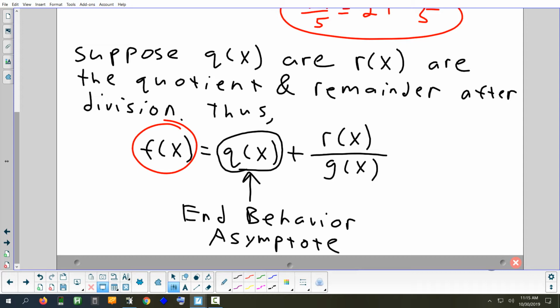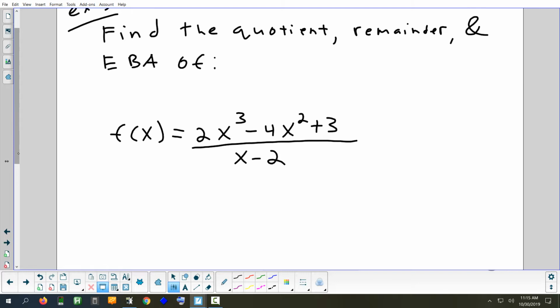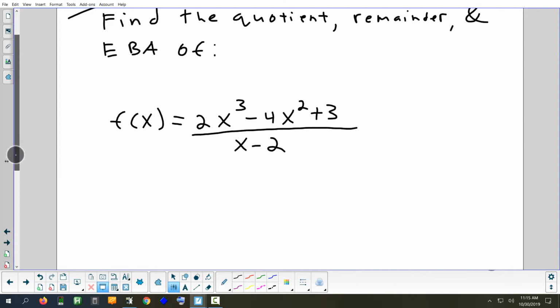Right? So let's try an example. Okay, so keep that in mind. Quotient is the EBA. Don't get confused by this fancy new term. It's just a quotient. So let's find the quotient, the remainder, and the EBA when we divide this. What we're ultimately leading up to here is I'm going to graph this by hand. But the first step to graphing something like this by hand is to find the EBA. So let's try finding it.